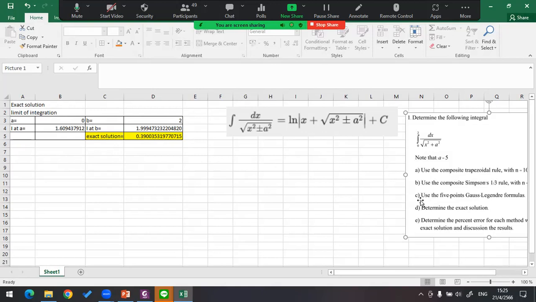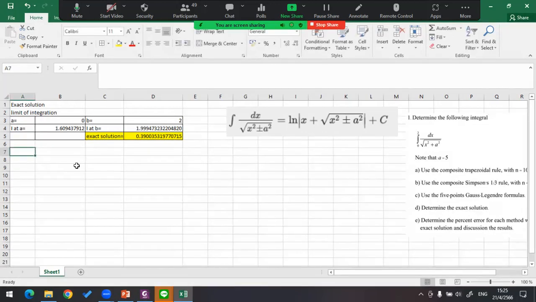Now that we already know the exact solution, we will use the trapezoidal rule to solve this problem. We will use 10 segments. Each segment should be x, and this is f(x) from the initial and the last point.